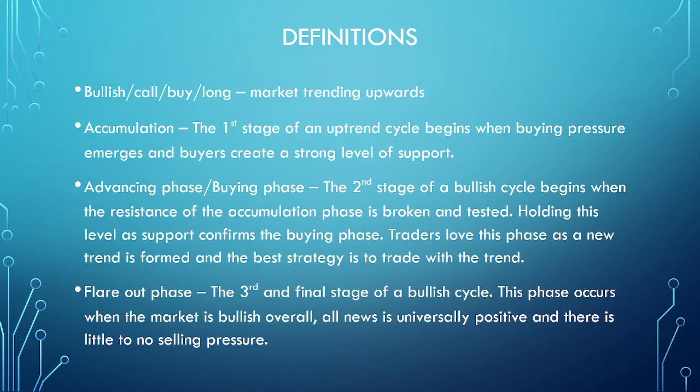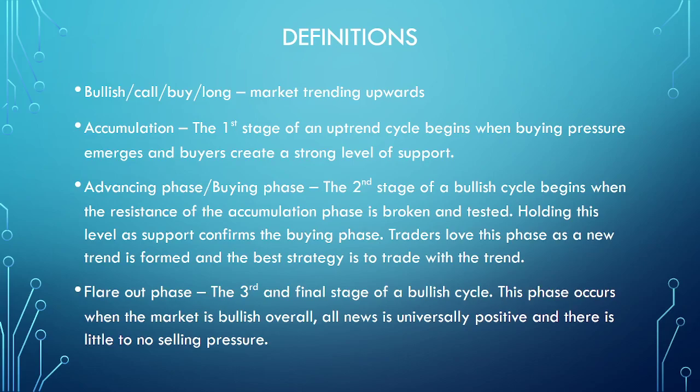And then the second phase is the advancing buying phase. The second stage of a bullish cycle begins when the resistance of an accumulation phase is broken and tested. Holding this level as a support confirms the buying phase. Traders love this phase as a new trend is formed, and the best strategy is to trade with the trend.